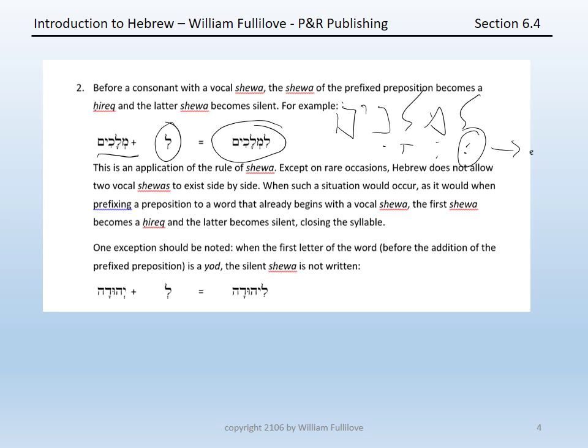This rule of schwa is regular throughout the Hebrew language, with, we should add, one regular exception. When the first letter of the word, before you add the prefix, is a yod with a vocal schwa, like Yehuda, the silent schwa is not written. The rule of schwa continues. You notice it's liYehuda, with the first schwa under the lamed having become a hirek. But under the yod, there is no writing of the silent schwa.